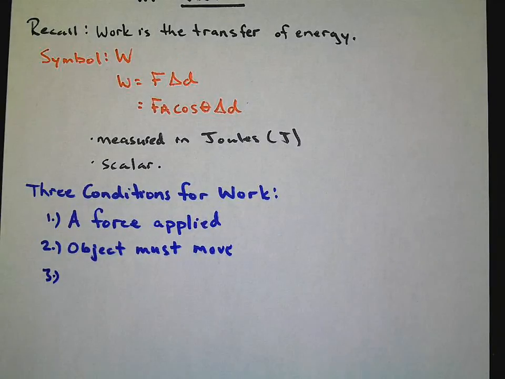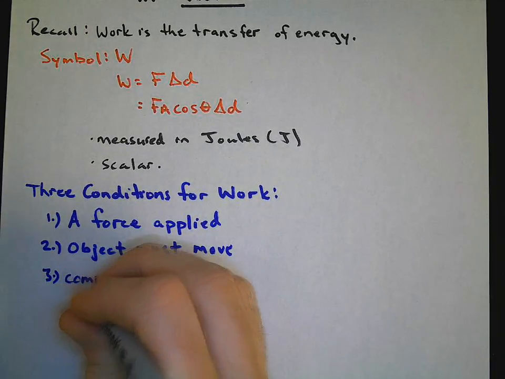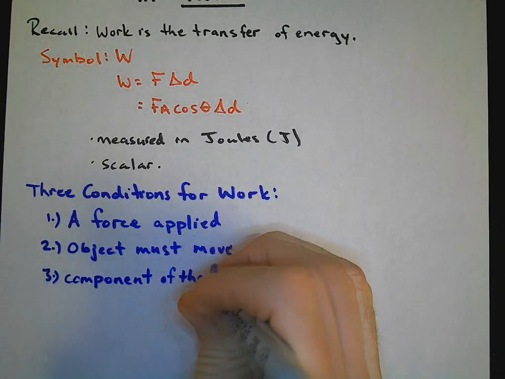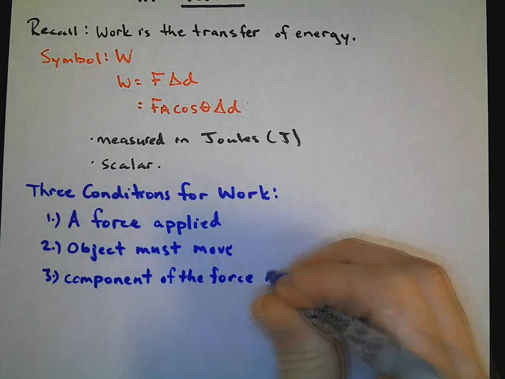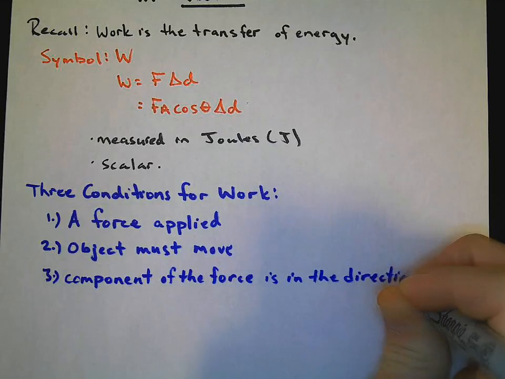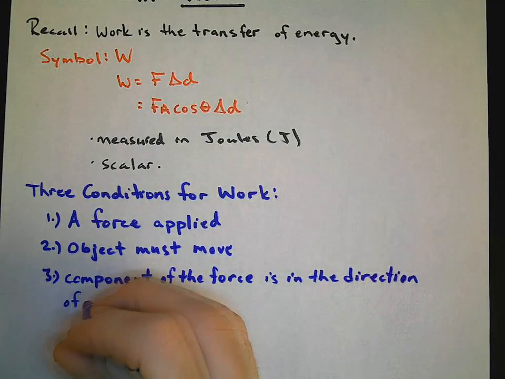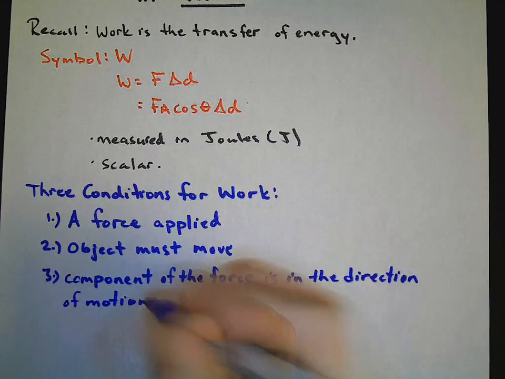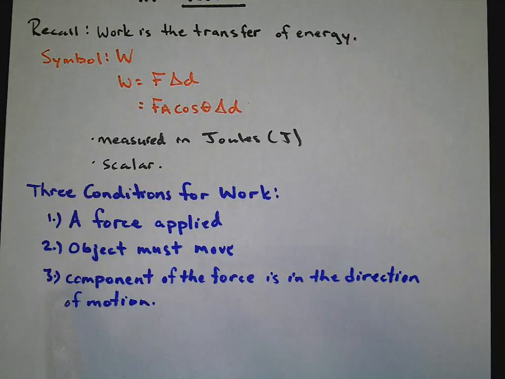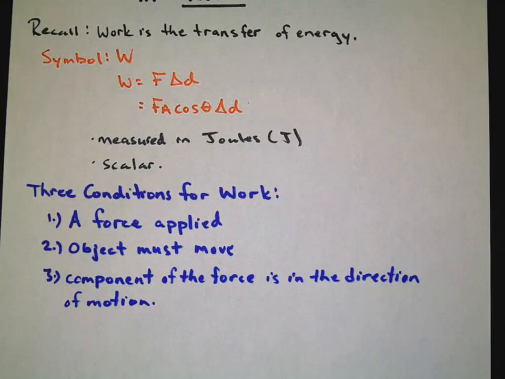And three, the component of the force is in the direction of motion. So all three of these must occur for positive work to be done. If, however, 3 does not get done, if the component of the force is not in the direction of motion, say in the opposite direction, that is when we might have negative work occur.